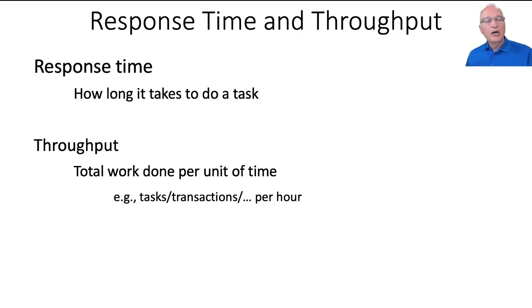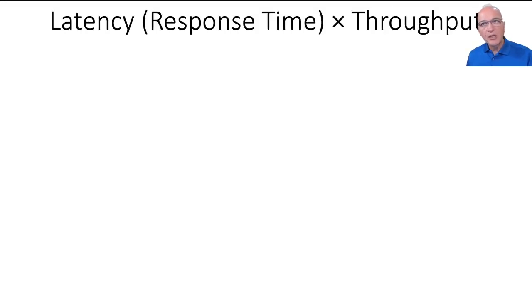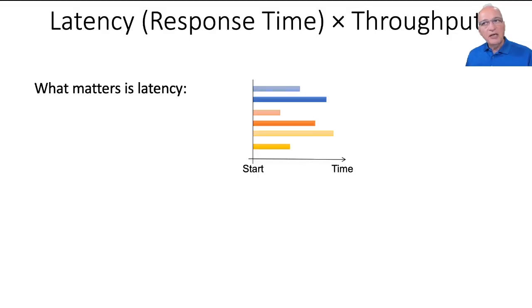For example, if you want to book a flight in a given website, what you care about is how long does it take for you to do your booking. But from the company that has the website, it might be more important to know how many bookings can be done per unit of time. For example, how many bookings per hour can the processor handle. So to illustrate this, let's look at a picture. In this case, I have 6 different tasks that I need to do.